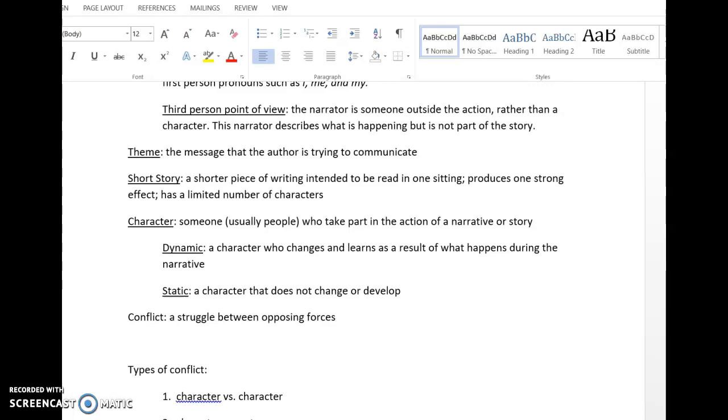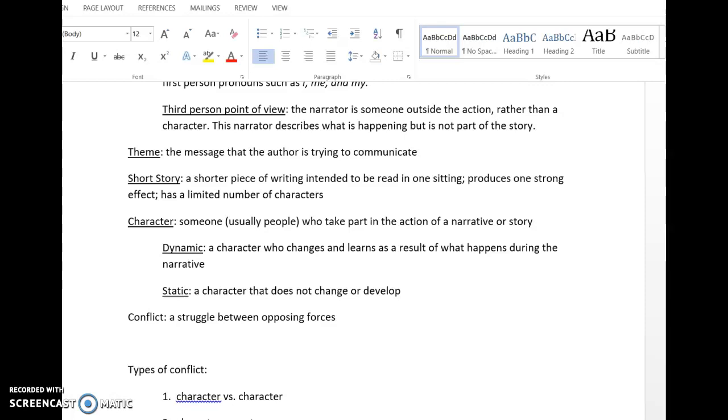There's 2 types of characters that are possible in a story. We didn't really talk about that this year, and I'm not going to ask you a question about this, but it's on the study guide. Those are dynamic and static. We'll talk more about that next year. That won't be on your test, so don't worry about that part.